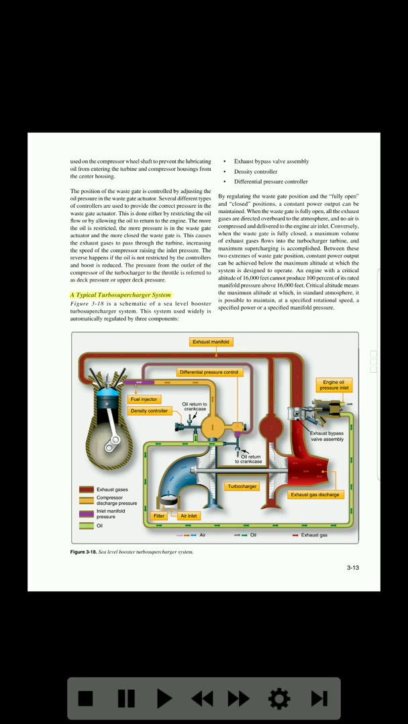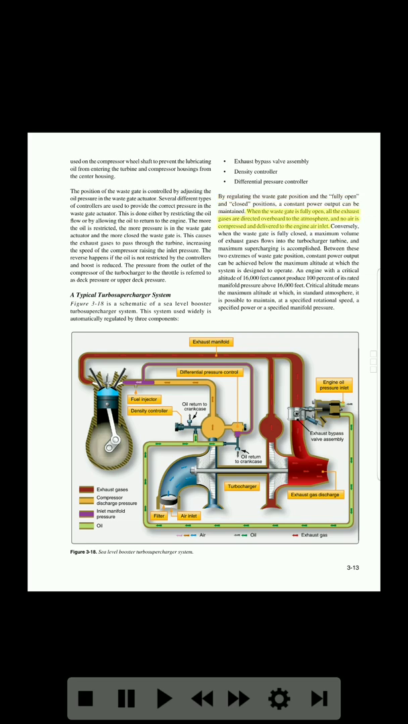A typical turbo-supercharger system. Figure 3-18 is a schematic of a sea-level booster turbo-supercharger system. This widely used system is automatically regulated by three components: the exhaust bypass valve assembly, the density controller, and the differential pressure controller. By regulating the wastegate position between the fully open and closed positions, a constant power output can be maintained.